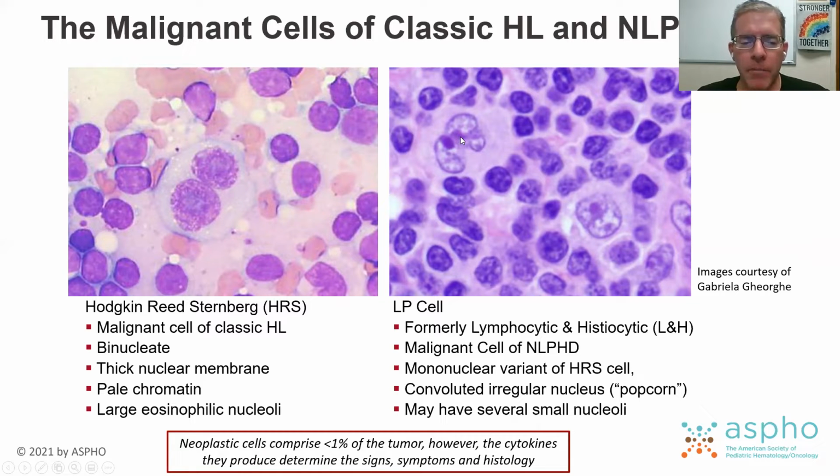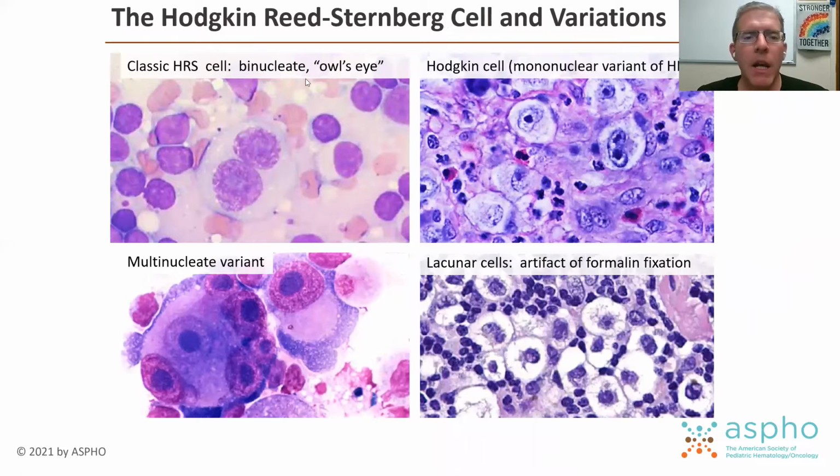Within either classic or nodular lymphocyte predominant Hodgkin lymphoma, the neoplastic cells comprise less than 1% of the tumor. However, the cytokines they produce determine the signs, the symptoms, and the histology. The Hodgkin-Reed-Sternberg cell does have a number of variations. Here's your classic Reed-Sternberg cell with the binucleate owl's eye appearance. Here's the mononuclear Hodgkin cell. Here's a multinuclear variant. And then these are called lacunar cells because they look like little islands because the cytoplasm has been pulled away. And this is just an artifact of formalin fixation.